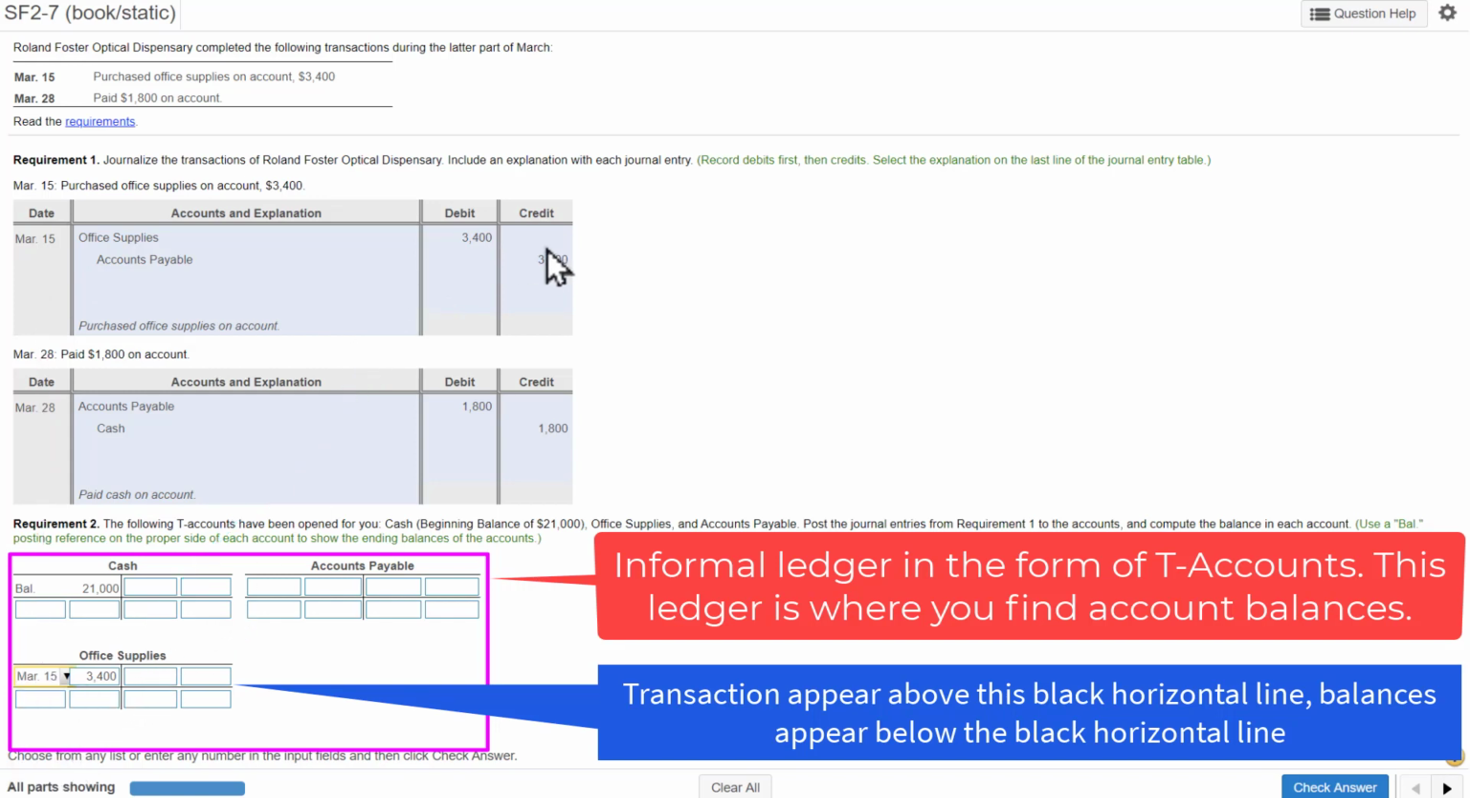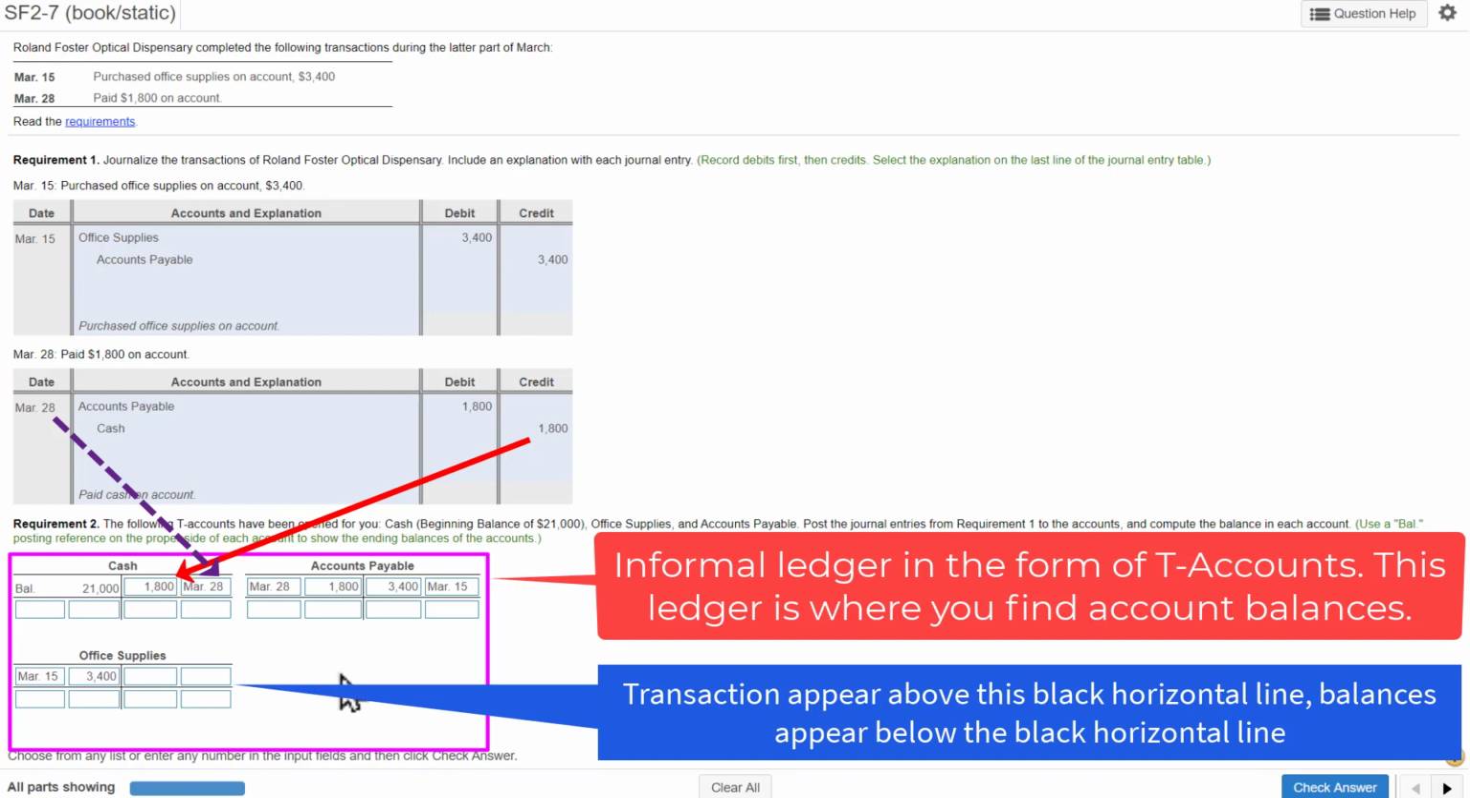And then we're going to go to the next account, which is $3,400 accounts payable on the right side. So we're going to copy and paste that. That also happened on the 15th. That was easy. Then we're going to go down here to accounts payable, $1,800 debit. So that's the left side. I'm going to post that right here. And then put the date of March 28th. And then finally, $1,800 cash is a credit, so it goes right here. And then we put March 28th.